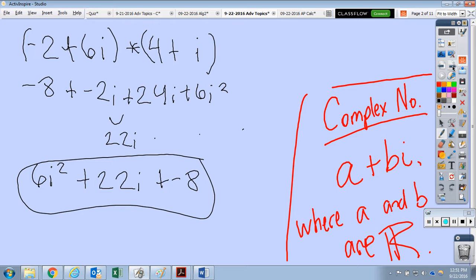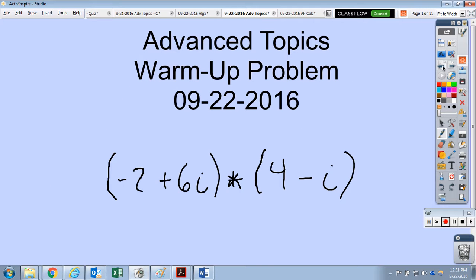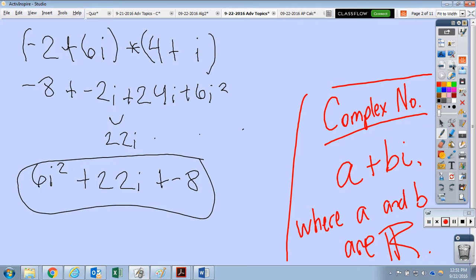Whenever we do a problem, we need to make sure we copy the problem down directly. So it's 4 minus i, which is the same thing as 4 plus negative i. So we can change this to 4 plus negative i.